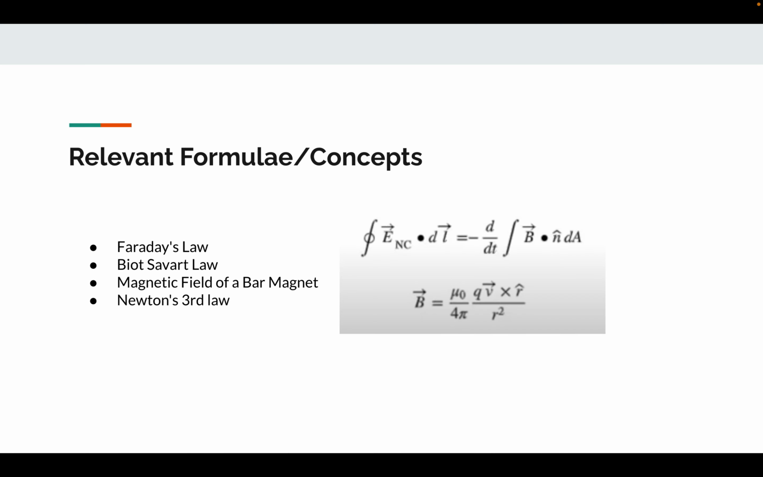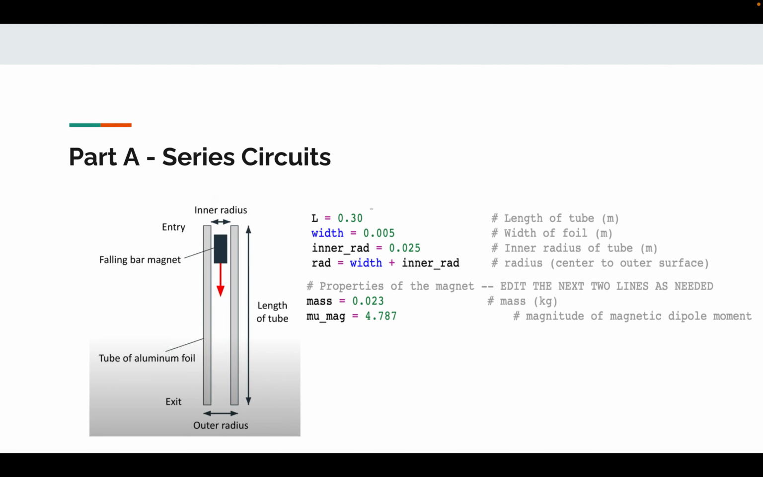So, some relevant formulae and concepts. There's Faraday's law, the Biot-Savart law, the magnetic field of a bar magnet, and Newton's third law. With this, the first part was that we had to do the experiment.